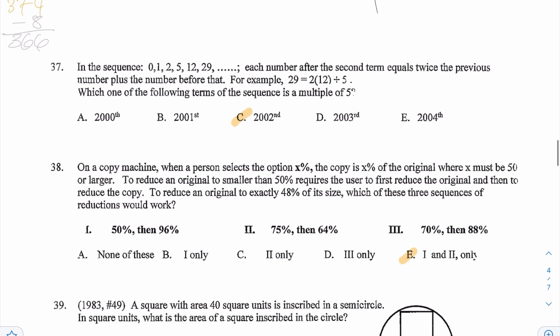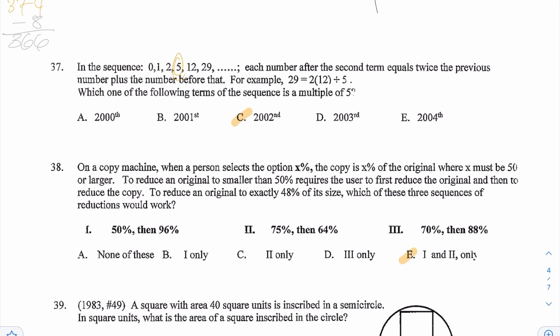All right, next one, number 37, in sequence 0, 1, 2, 5, 12, 29. Each number after the second term equals twice the previous number plus the number before that. For example, 29 is equal to 2 times 12 plus 5. Which of the following terms of the sequence is a multiple of 5? So here, obviously you don't want to write everything out to the 2000th term, but you just want to look for a pattern. So you have 0, 1, 2, 5, so 5, of course, is a multiple of 5.